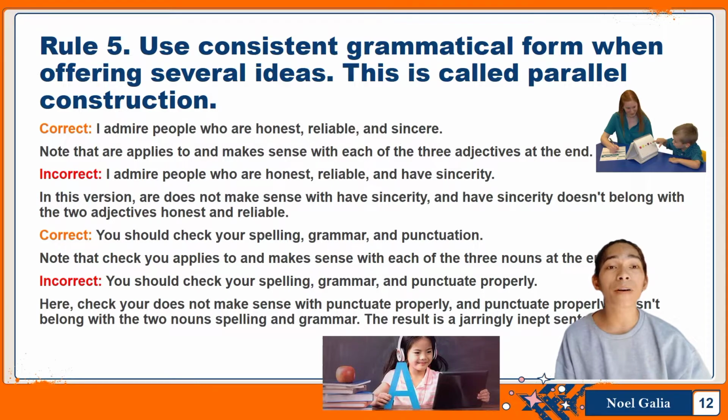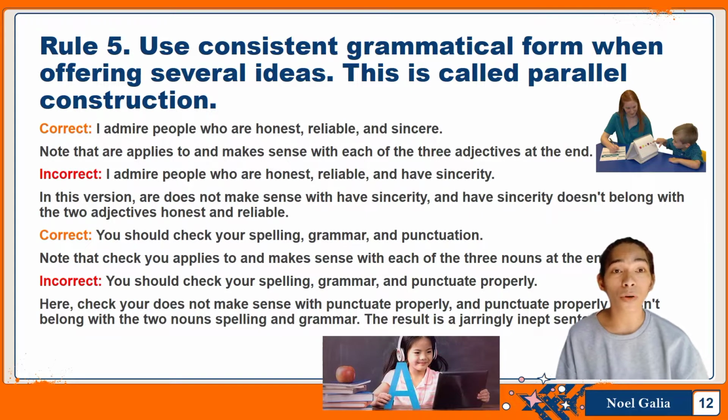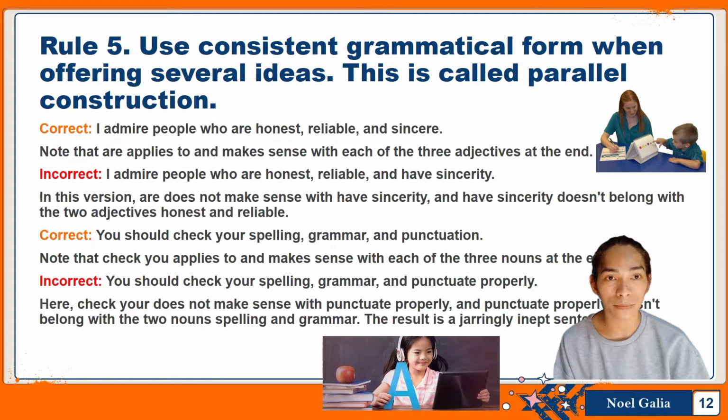Next, rule number 5. Use consistent grammatical form when offering several ideas. This is called parallel construction. Here is the example. The incorrect sentence: I admire people who are honest, reliable, and have sincerity. In this version, are does not make sense with have sincerity, and have sincerity does not belong to the other two adjectives, honest and reliable.